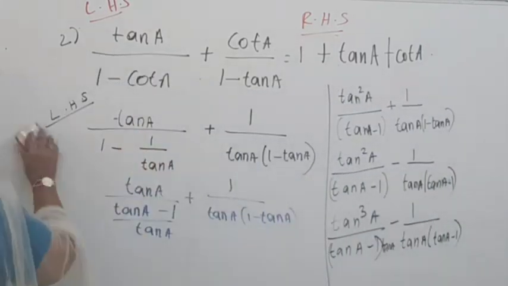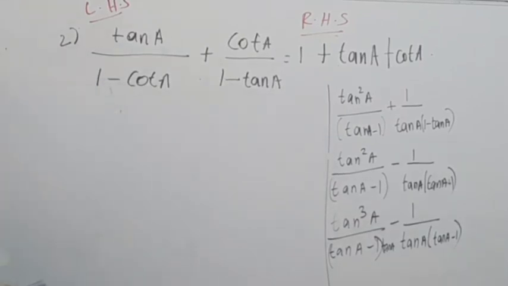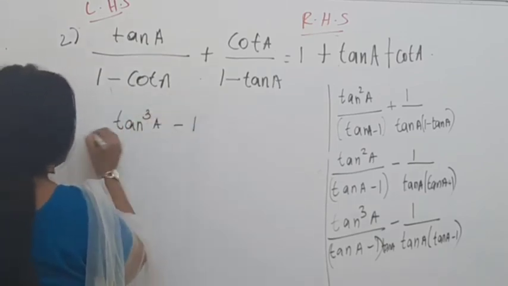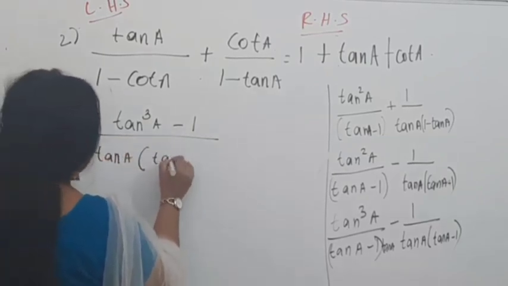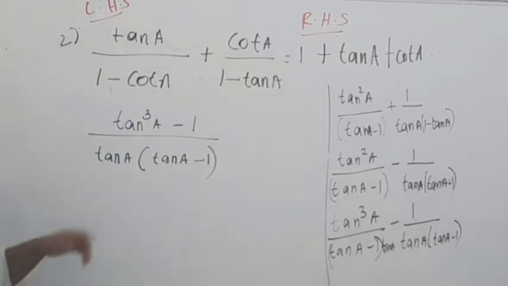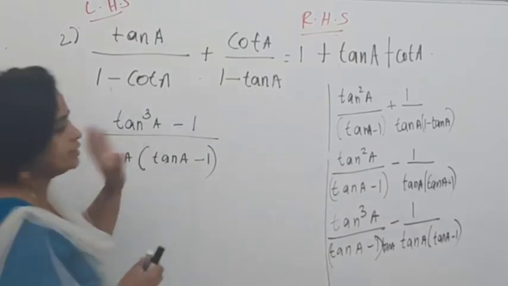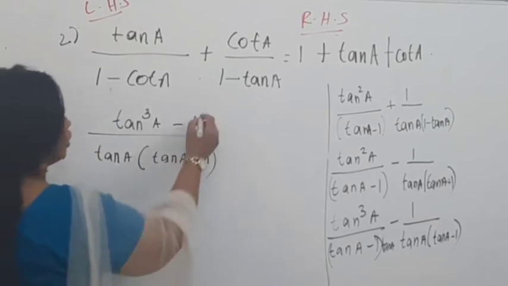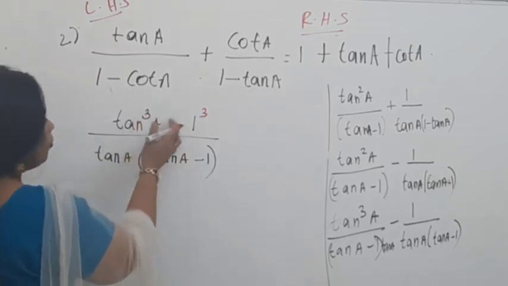So now you know that the denominators are the same, so I just subtract the numerators. So I have tan cube A minus 1 divided by tan A into tan A minus 1. Hope you understand this. I have not done anything. Just the denominator is only one single term I have written. The numerator I just subtracted. Now this is of the form a cube minus b cube. So 1 cube is nothing but 1.